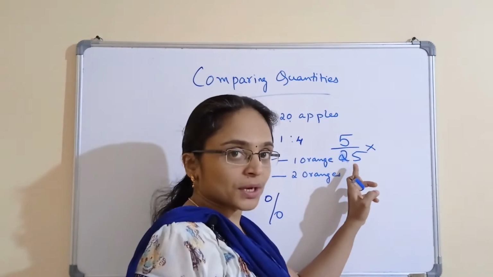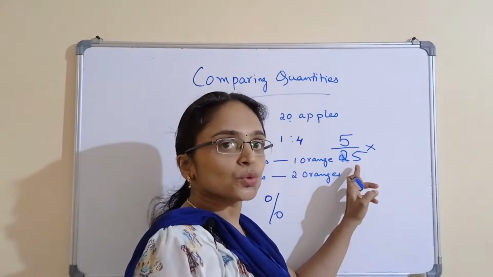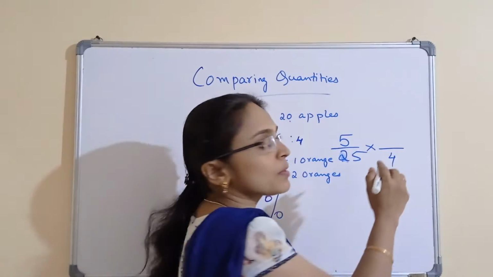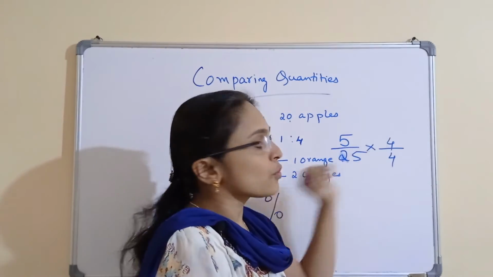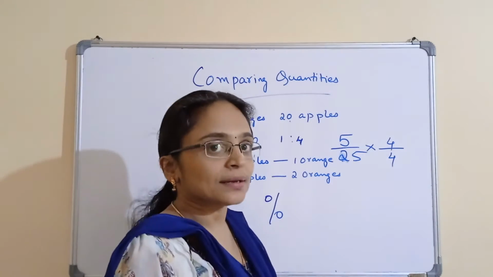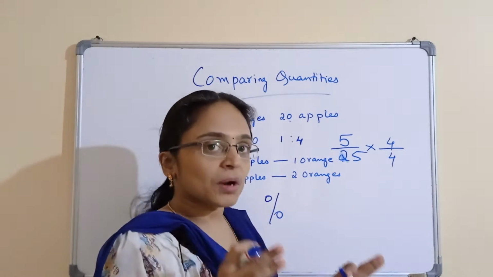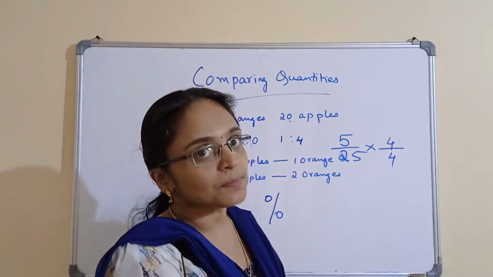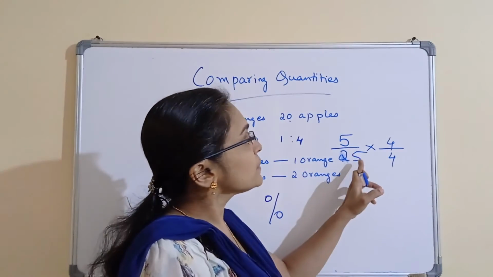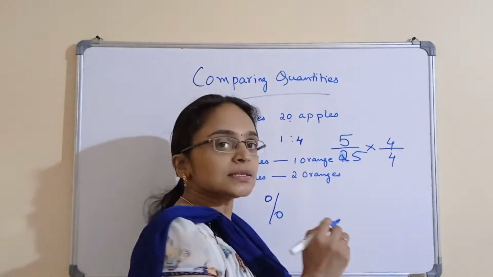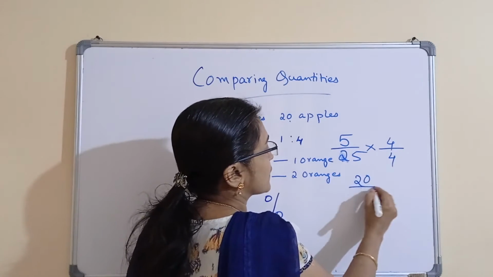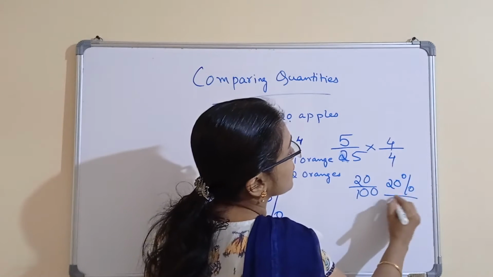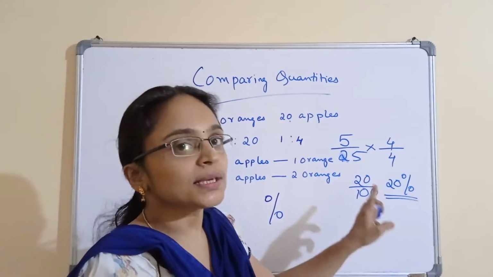Just convert the denominator to 100. To convert the denominator to 100, you have to multiply by 4, right? So multiply the numerator also by 4, because if you are multiplying by 4 over 4, it is like multiplying by 1. So there will be no change. If you multiply the denominator by a number, then you have to multiply the numerator also by the same number. You know that, right? So 5 by 25 into 4 by 4 is nothing but 20 by 100. That is, the percentage of oranges is 20%. So you can write the percentage of oranges as 20%.